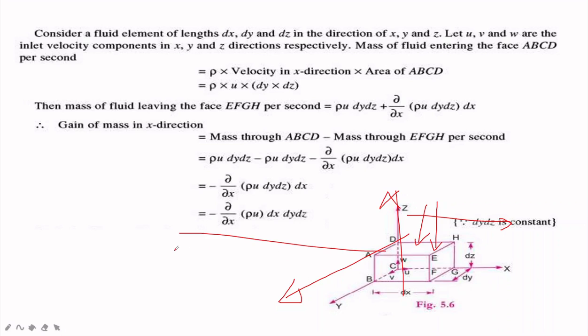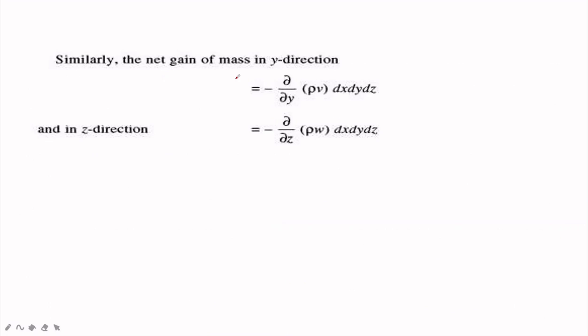When you take in all the three directions, what will be the result? The result will be the same, that is partial differentiation of rho u, in whichever direction we take. If we take in x direction, it is x. If we take in y direction, it will be y. If we take in z direction, it will be z. That is rho u into dx dy dz. So similarly the net gain in mass in y direction; u for x speed, v for y, and w for z.